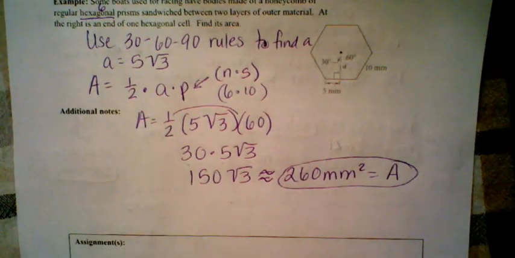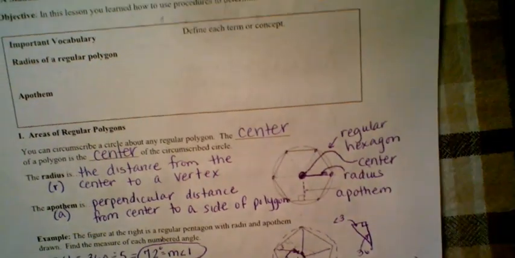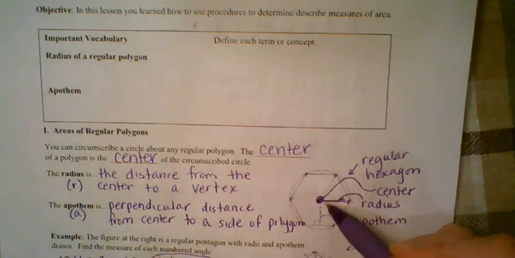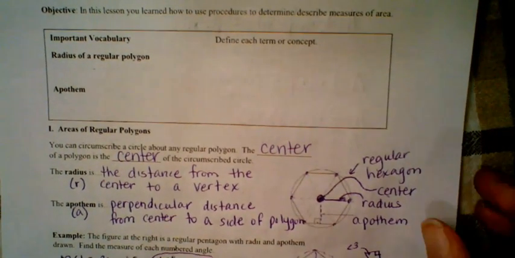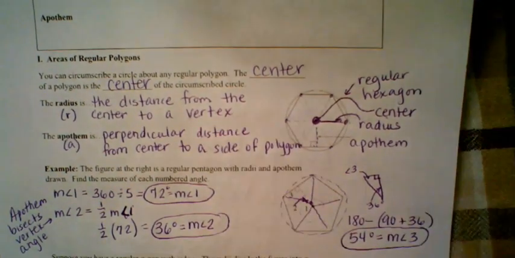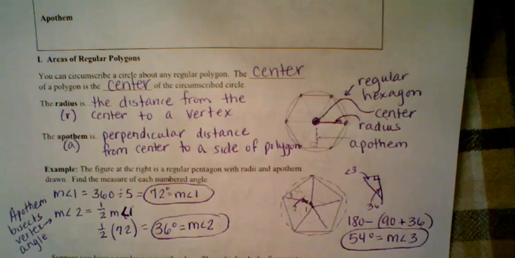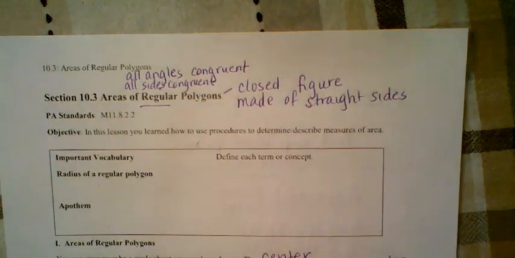All right, so some new things in here, especially with the apothem. Okay, remember, the distance from center to a side. So it's a matter of really paying attention to these formulas. And again, we're still using those 30, 60, 90 and 45, 45, 90 rules. That is the end of lesson 10.3 on areas of regular polygons.